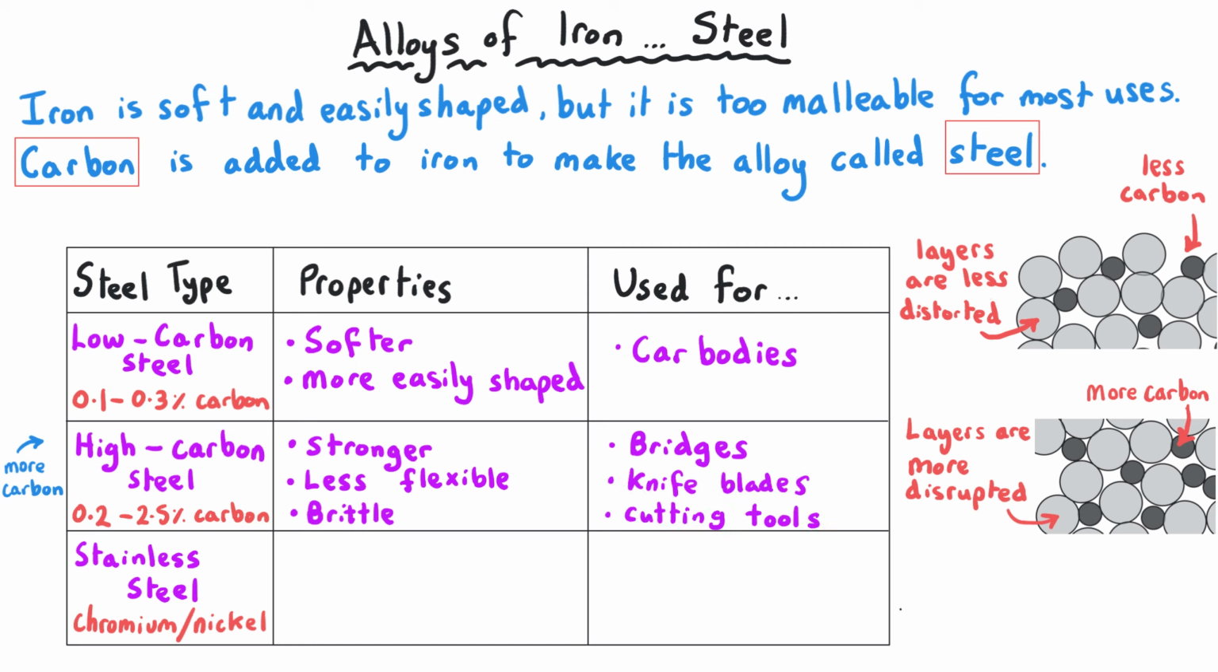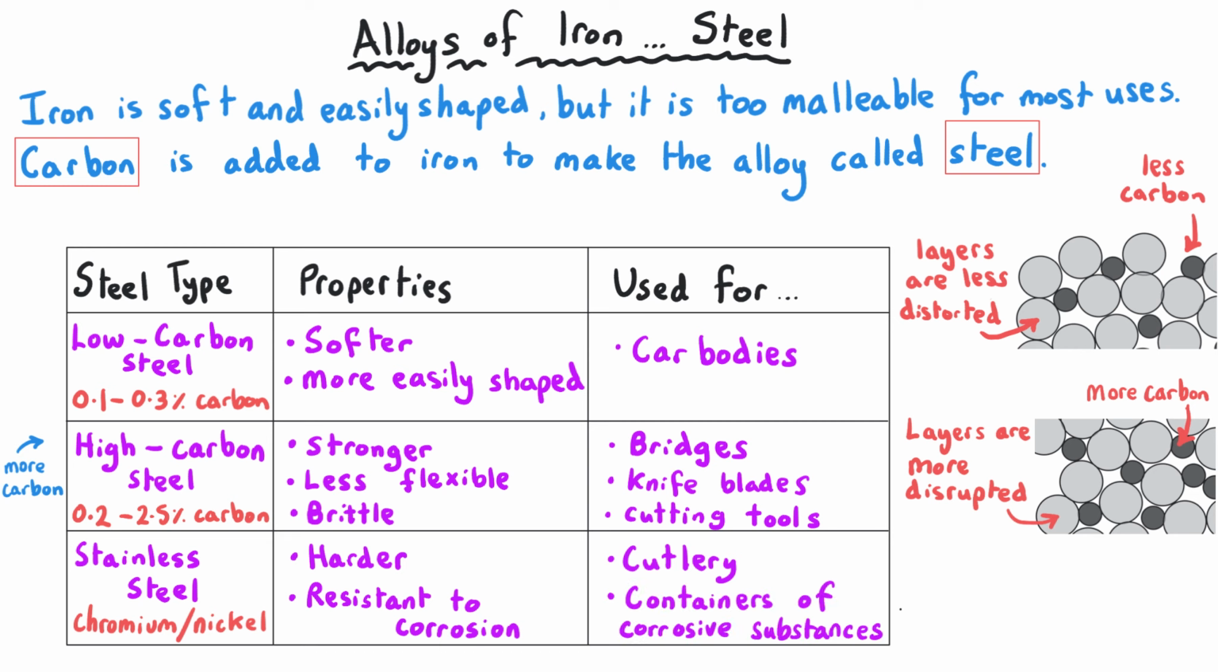If we add something such as chromium or nickel to our iron, we get stainless steel. And this, as all alloys, is harder than pure iron is. But not only that, the presence of the chromium and the nickel make the steel corrosion resistant. And this makes it really useful for cutlery and containers that need to hold substances that perhaps are corrosive. And this makes really good sense as being useful.